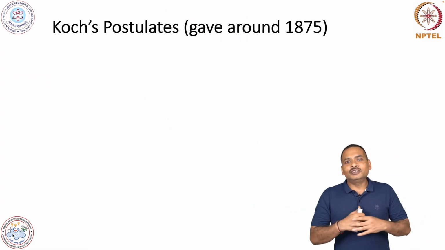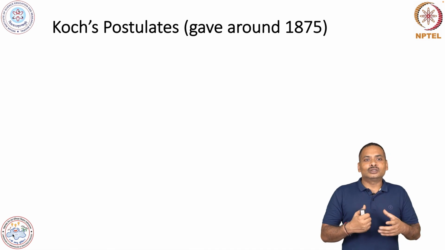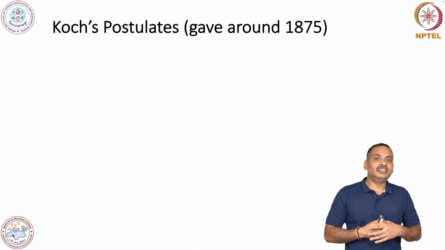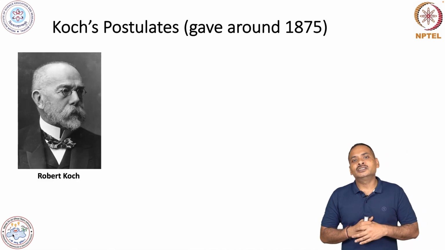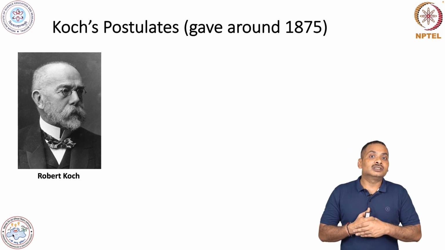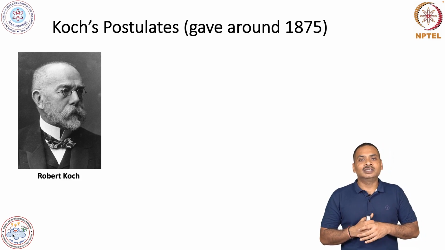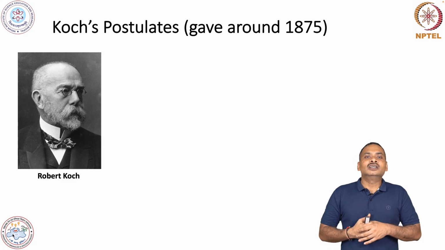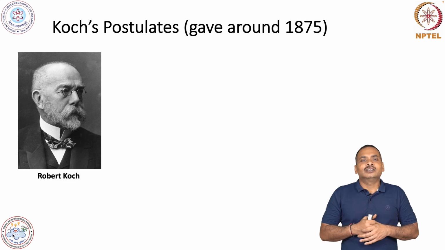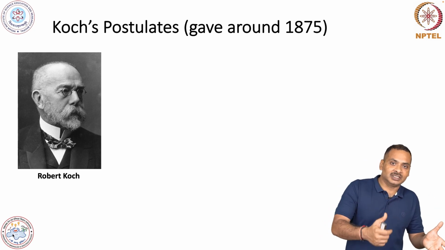Now I will talk about the Koch postulate. Robert Koch gave the Koch postulate in 1875, and basically his model was a rabbit, and he used the pathogen anthracis, as you have seen in the previous slide. He made one very simple experiment. Now it looks very simple or trivial, but at that time that was great science.